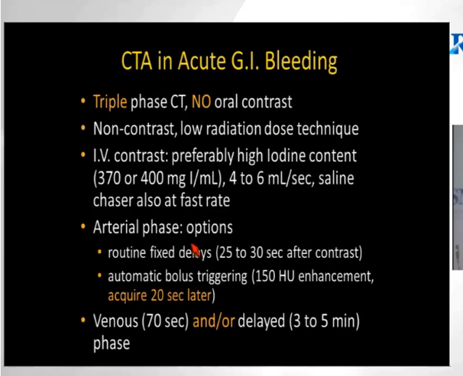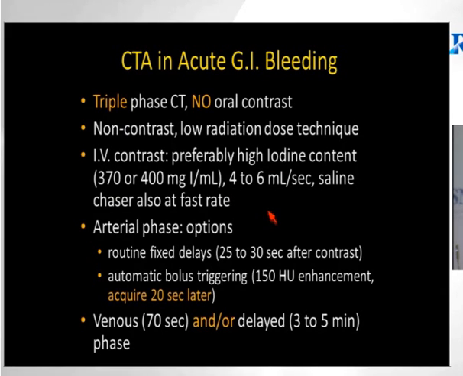So how do we do CT in this setting? We use a triple phase CT, and I will show you multiple examples, without oral contrast. We start with a non-contrast, low radiation dose series, followed by an injection of a high volume of contrast material with the highest iodine content possible. We use 370 in Europe and other countries; 400 milligrams of iodine per milliliter is available, at a very fast rate, always followed, of course, by a saline chaser.